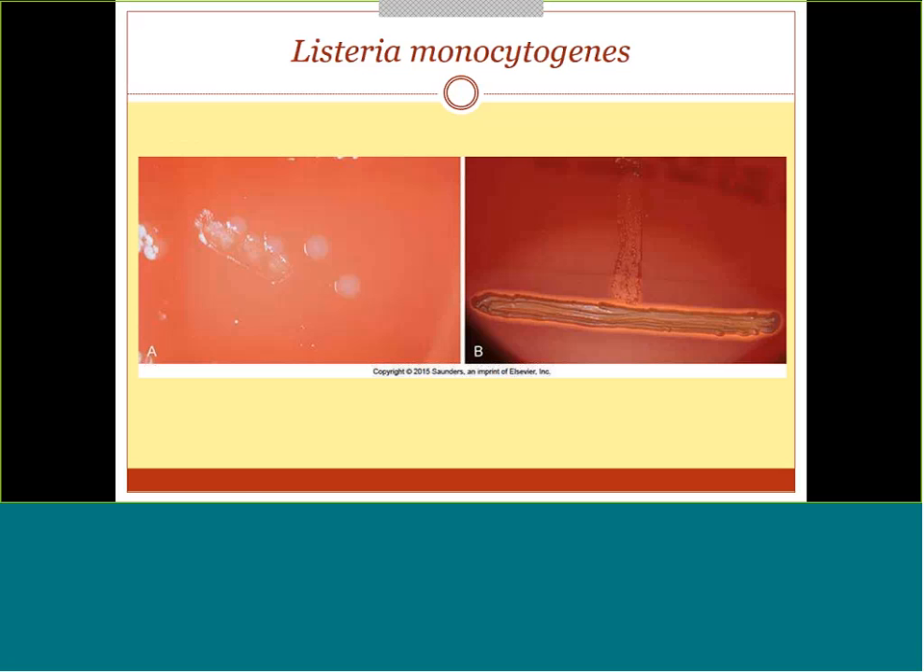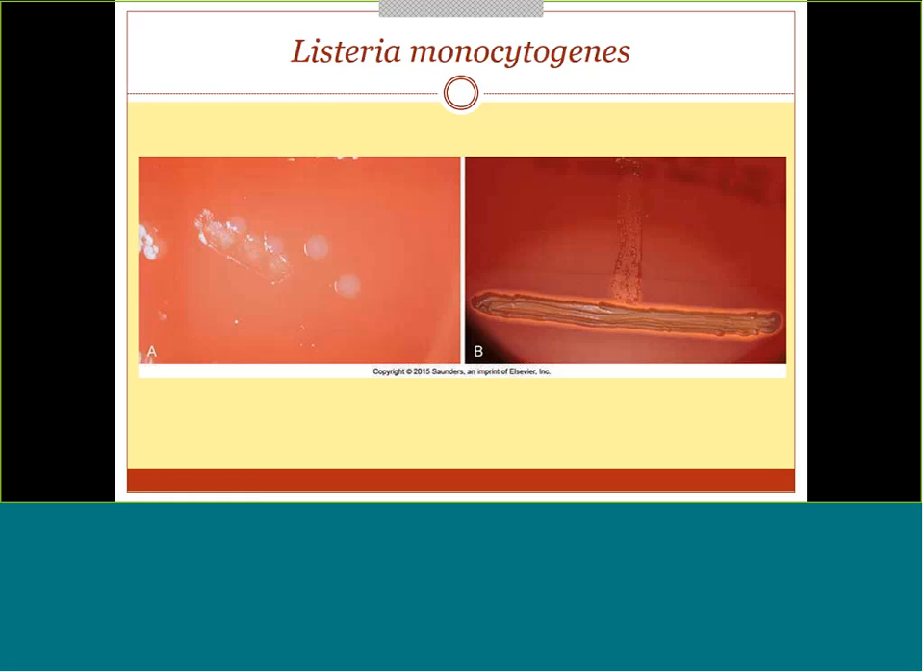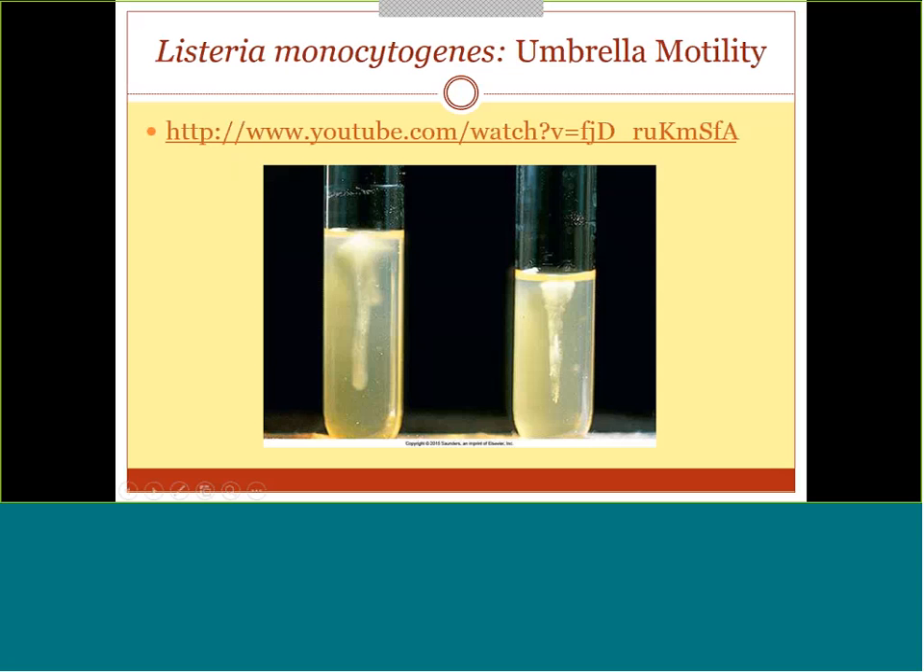All right, so the right side is showing a CAMP test. The left side, I think, was supposed to show the beta hemolysis, but that's a bad picture, so just ignore that. There is a YouTube video. I'm not sure if this still works or not, but you can check it out if you'd like, showing the umbrella motility. This is like the handle, and then eventually it will get the umbrella shape at the top of it, and that will show that umbrella motility that we discussed.